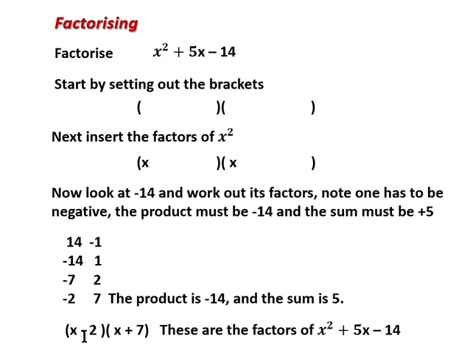So if we write this down, we get the factors of that. So now x minus 2 times x plus 7, those are the factors. Multiply the two together and we get back to the original expression. So we have decomposed this one, we have factorized it into 2 parts.